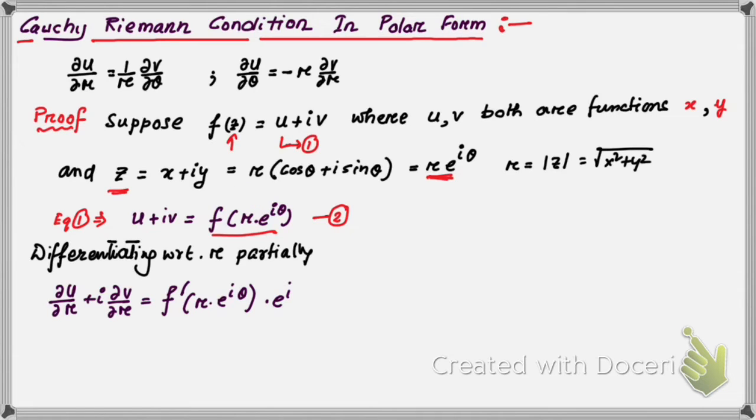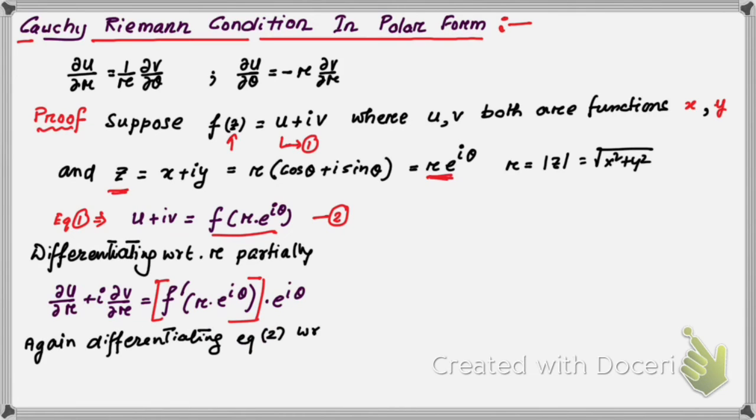If you differentiate r into e to the power i theta with respect to r, then the derivative of r is 1. Then we're going to take e to the power i theta as constant in that case if we differentiate partially. So hope you have understood this. Now let me take this as equation number 3.